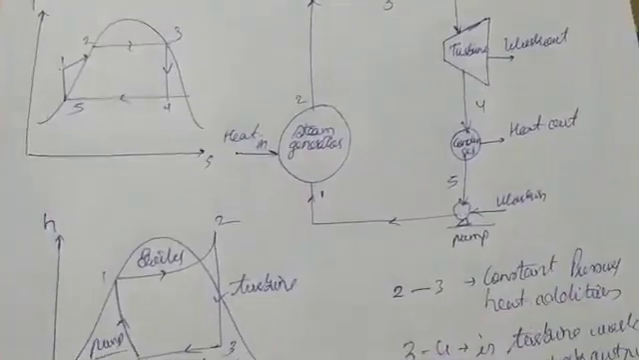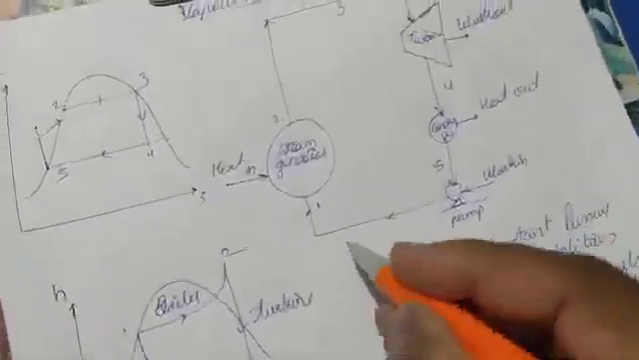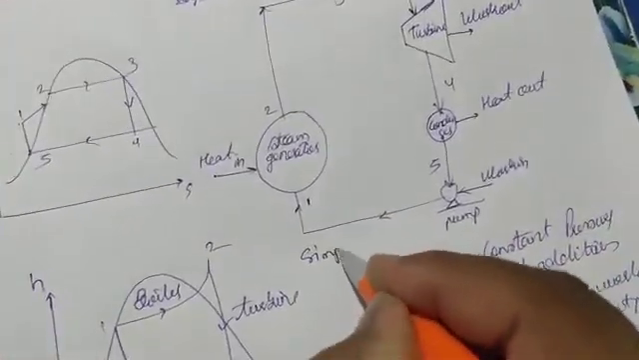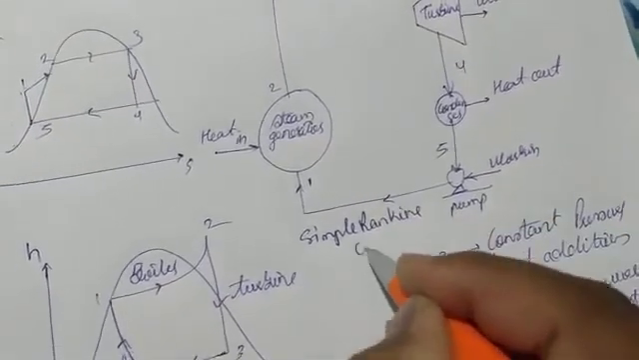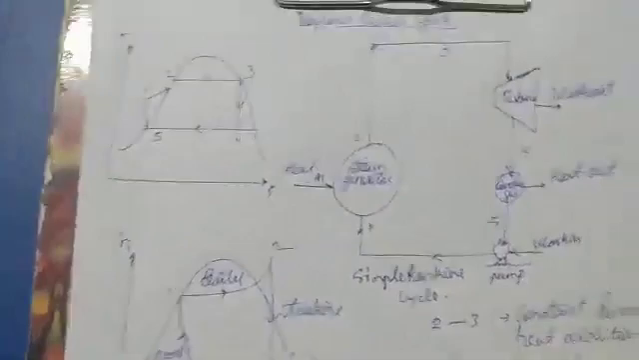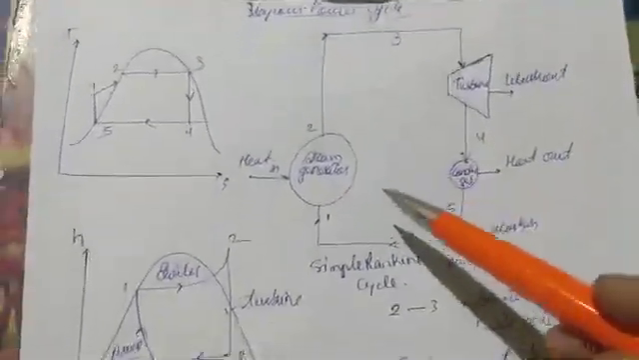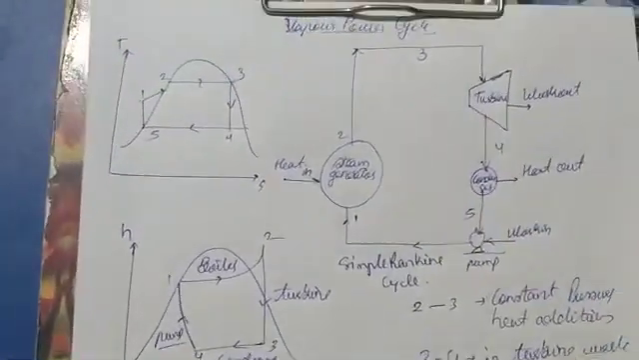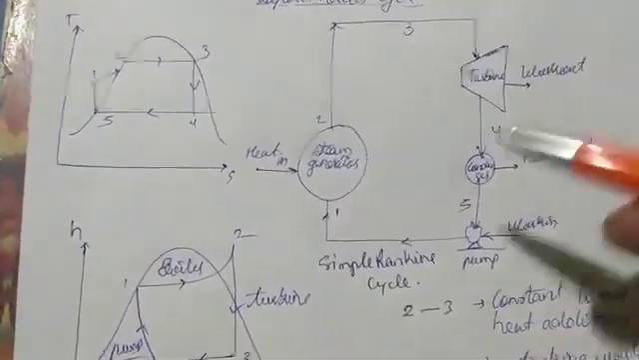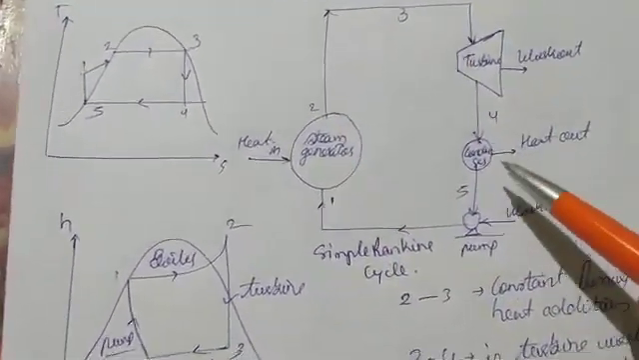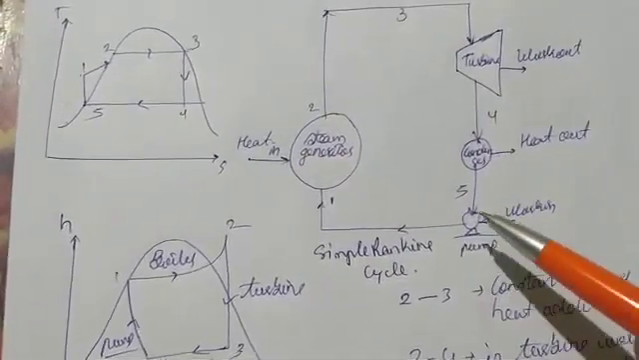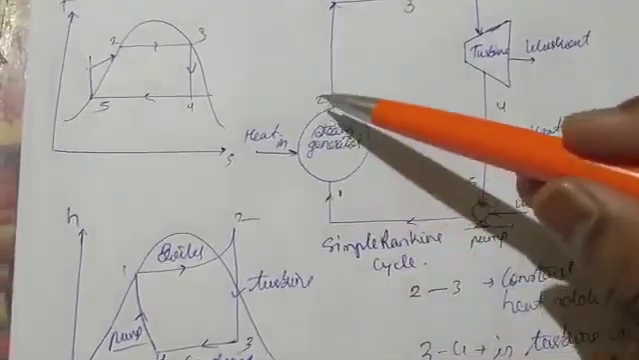So this is a simple Rankine cycle. Here I have drawn a simple Rankine cycle, where the different parts are a steam generator, then a turbine, a condenser, and a feed pump, then again back to the steam generator.